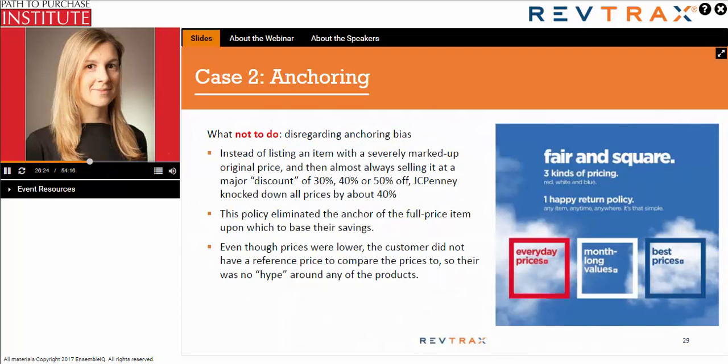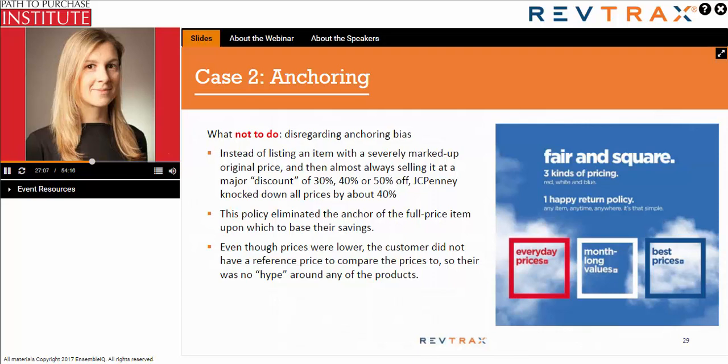One other example before we jump into the examples with RevTrax that I want to cover, which is also a standard case of what not to do, is disregard the anchoring bias. So in 2011, JCPenney always had this very aggressive marked up original price and discount of 30%, 40%, 50% off tags on their clothes. And then in 2011, they had a new CEO who came from Apple, and he essentially said, let's cut this crap out. Let's just reduce all the prices by 40%.